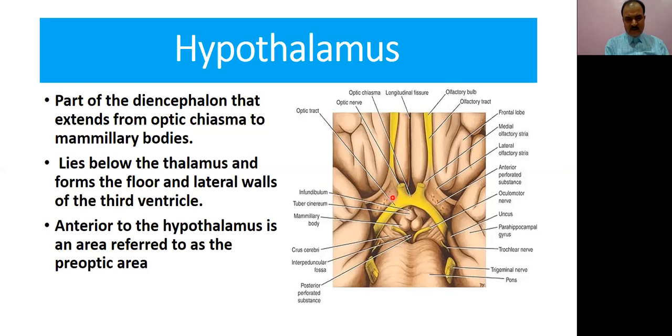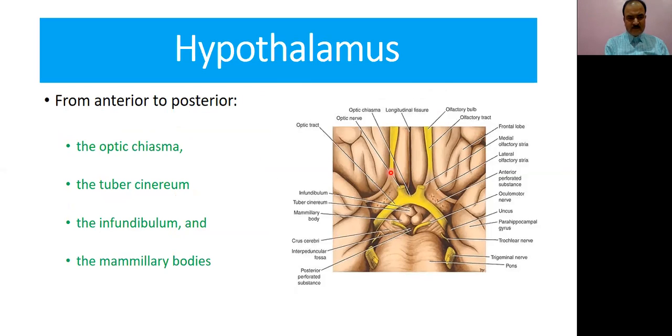The hypothalamus lies below the thalamus and forms the floor and lateral walls of the third ventricle. Anterior to the hypothalamus is an area referred to as the preoptic area. The hypothalamus contains, from anterior to posterior, the optic chiasma, the tuber cinereum, the infundibulum, and the mammary bodies.